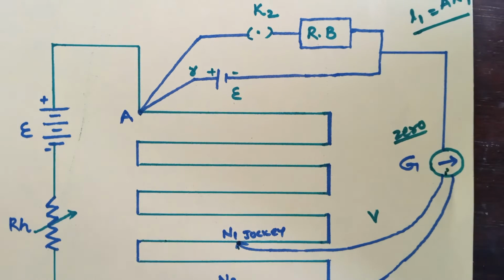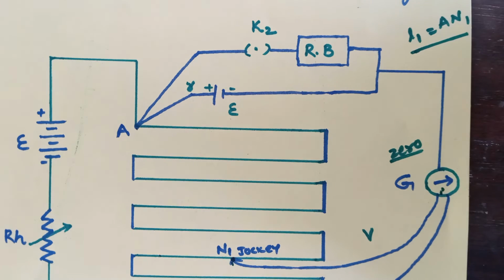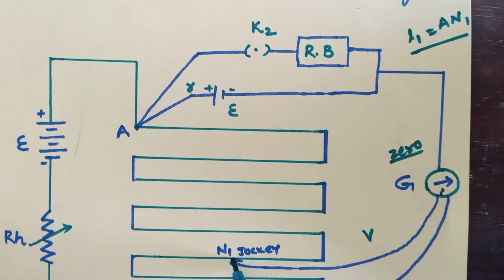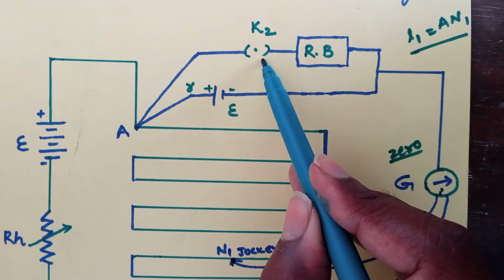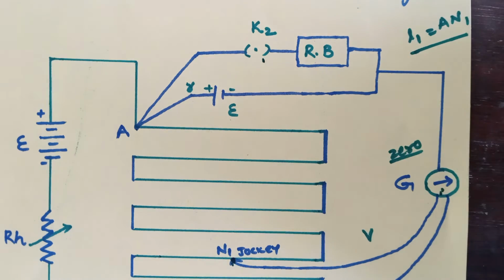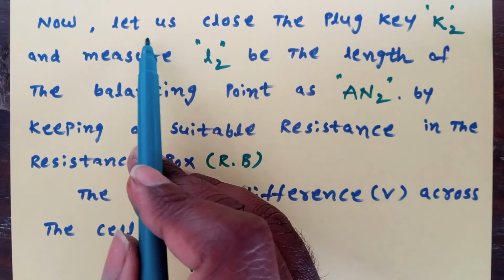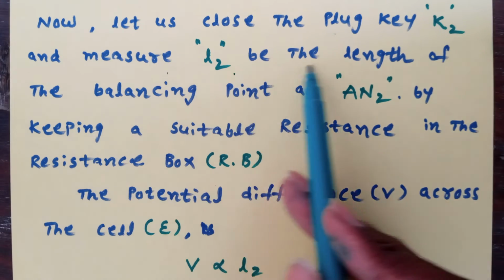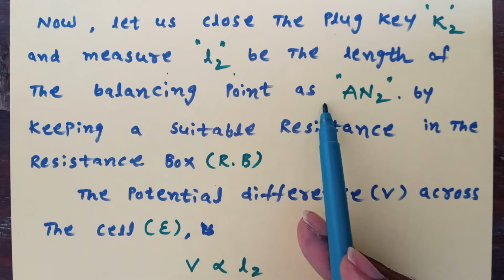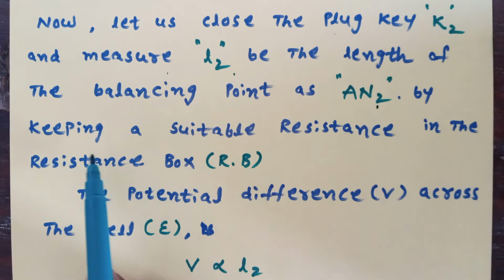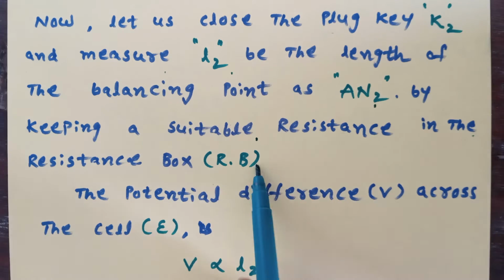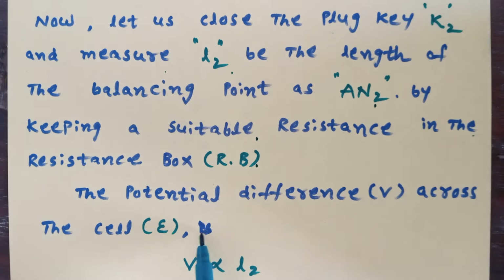L1 is equal to AN1, that is from A to N1. This is the first balancing point. We have to open the plug key K2. Now this time we have to close the plug key K2 and measure L2 as the length of the balancing point AN2 by keeping a suitable resistance in the resistance box. The potential difference across the cell.